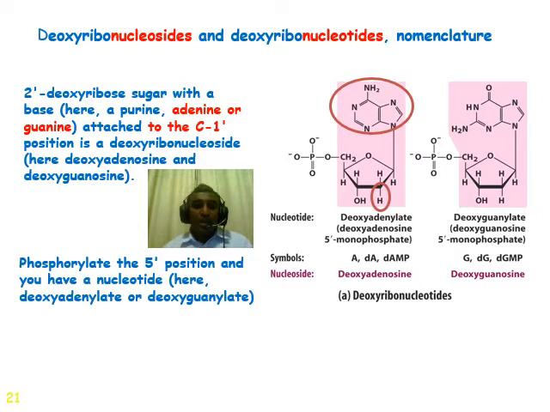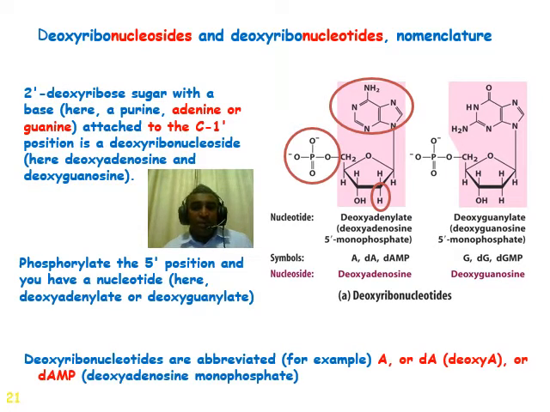deoxyribonucleotides. And the next statement refers to how to abbreviate these deoxyribonucleotides. It can be simply called A or dA or dAMP, or deoxyadenosine monophosphate. So this is the abbreviation, but it's easy to just refer to them as A.